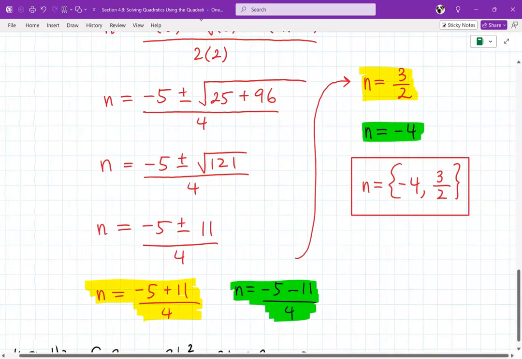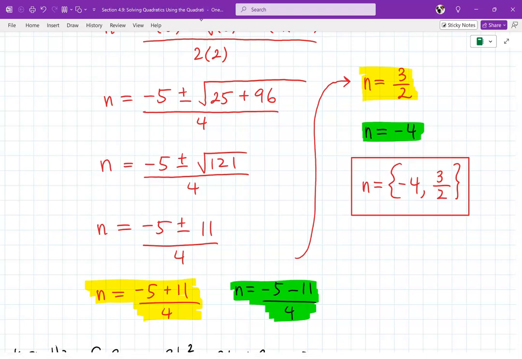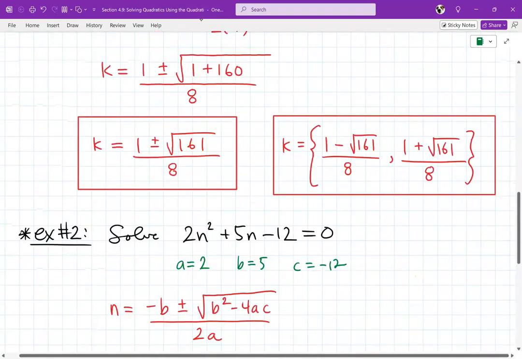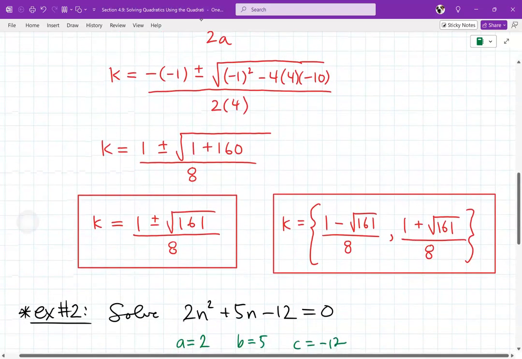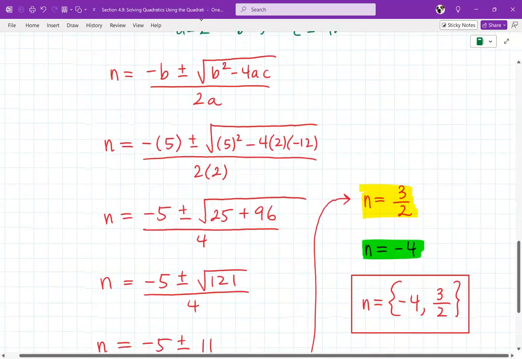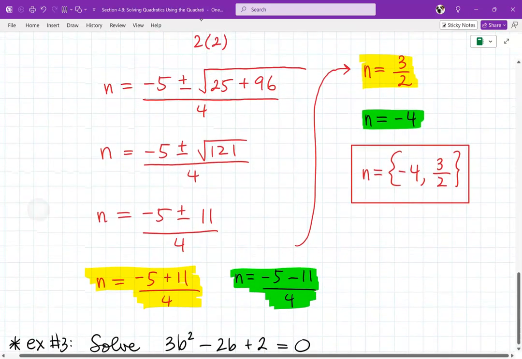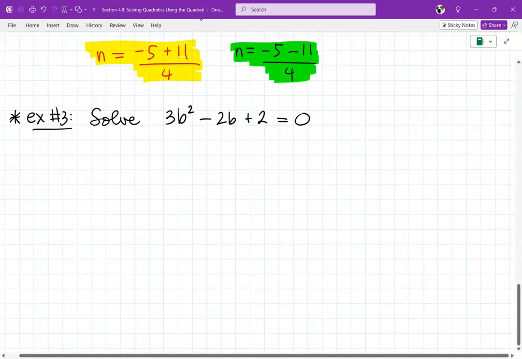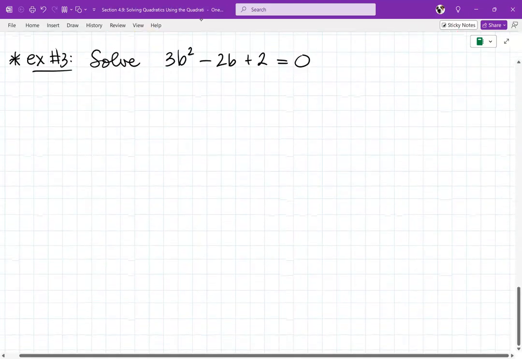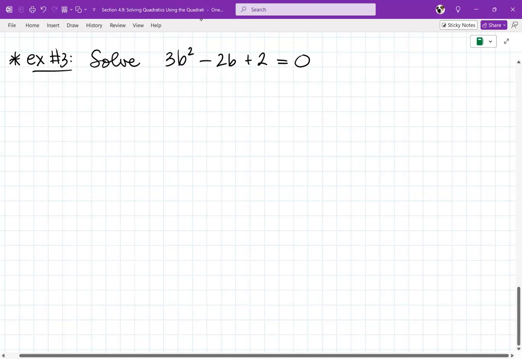So we got one more to do, and this one's going to involve some i values. I wanted to show you one example where the answers come out with square roots in them, one example where the square roots go away, and then one example where we have imaginary solutions. So that's why I said 3 examples, that's all.